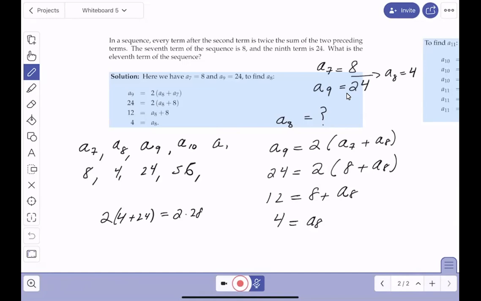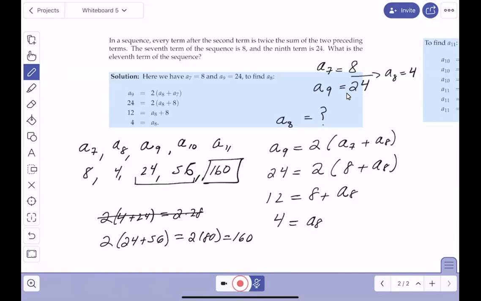I want to get to A11 though. That's what they asked for. By the way, this might be tough if they ask for a really large one, but I think I can do this. Let me cross this off. I hope I got that right. What am I going to do? Twice those two terms. And what do you get over there? 24 plus 56, times 2. What's 24 and 56? Let's see. 50, 60, 70, 80, right? 2 times 80. What's that? 160. That's what they asked for.